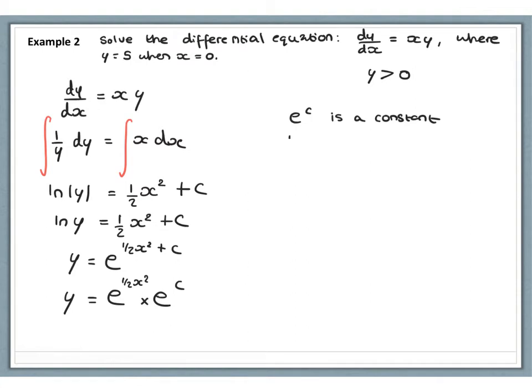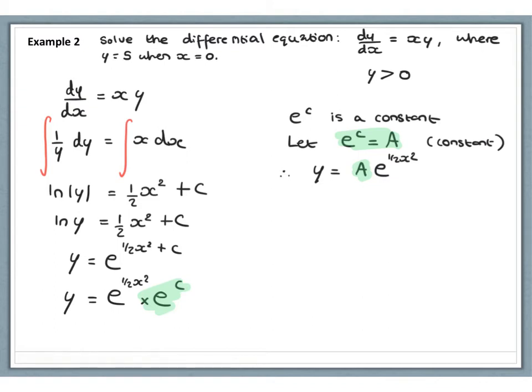So what I'm going to do is say let e to the c equal a, which is just another constant. And it's a slightly simpler way of writing e to the c. This gives me y equals a multiplied by e to the half x squared, where we've replaced e to the c by a. So I now have a simpler form of my general solution.